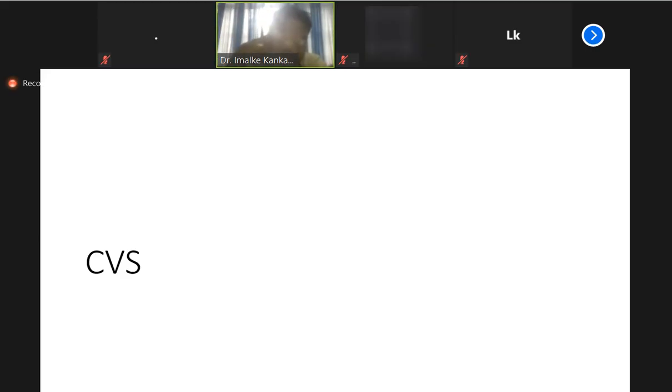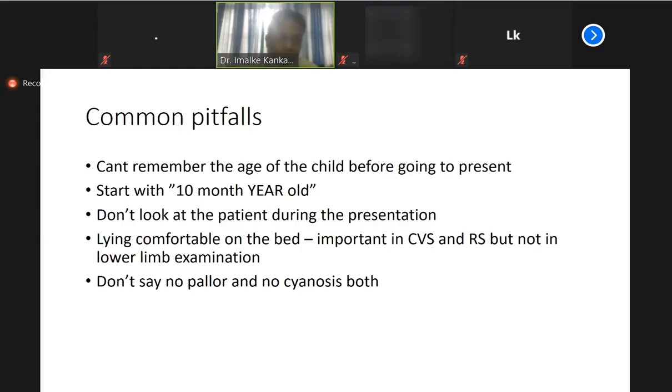But if it is a small baby, a tiny baby, or even a young child who's not that compliant with your examination, sometimes you might have to change the order of examination. But you should never change the order of presentation. You might start with listening to the precordium, but you should not start with presenting precordial findings. The presentation is almost like an adult.